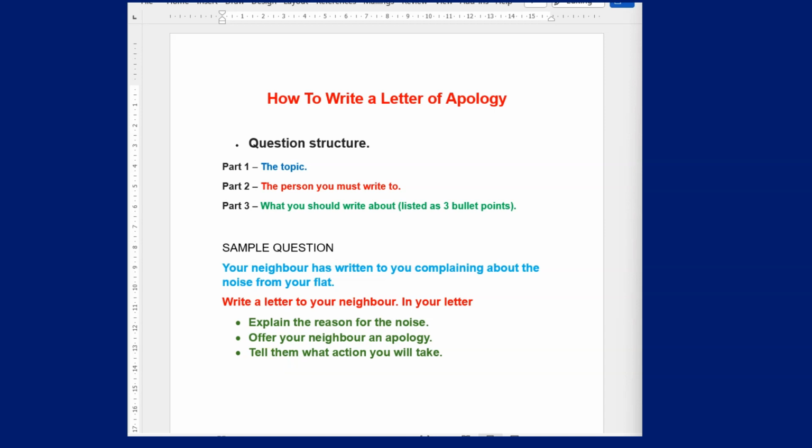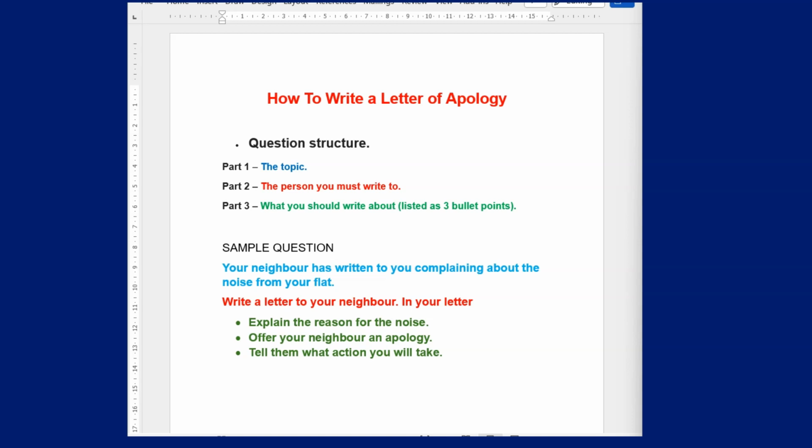If you're able to understand the question properly through this analysis, it will help you in your planning. If you want in-depth knowledge of how to plan, I've already done it in one of the lessons, so you can check how to plan IELTS letters and you'll be able to get a full in-depth knowledge on how to plan a letter.